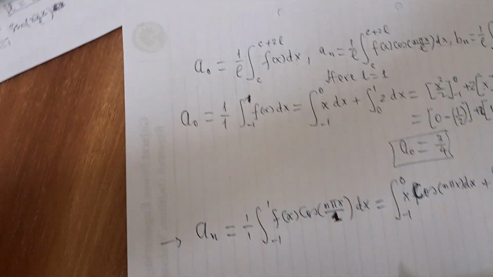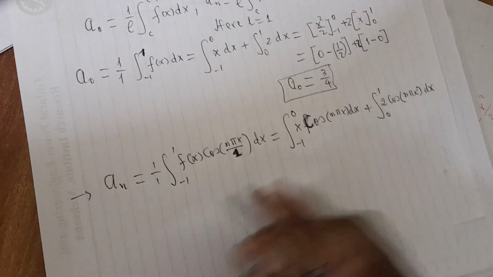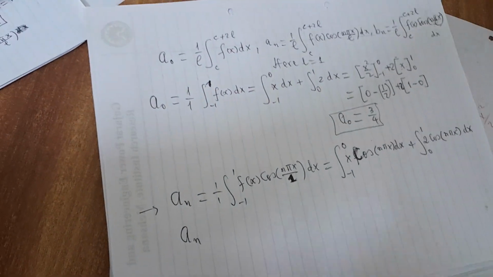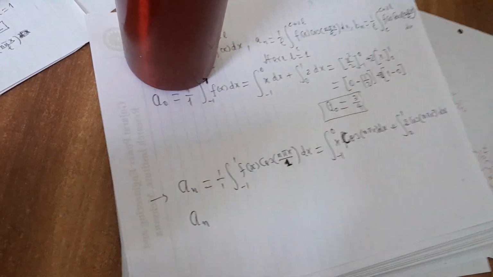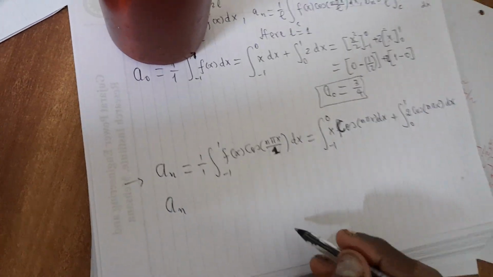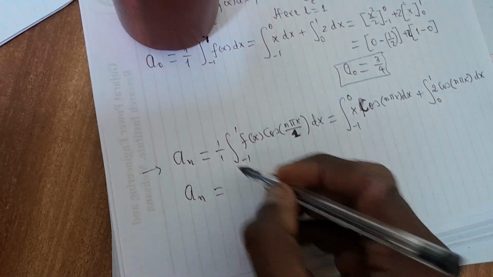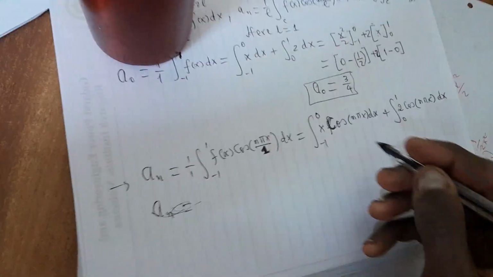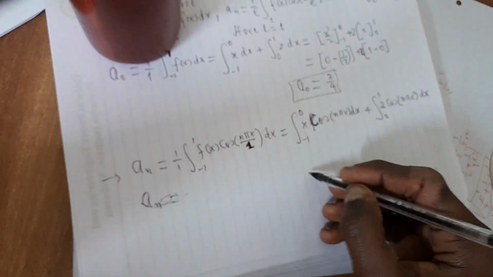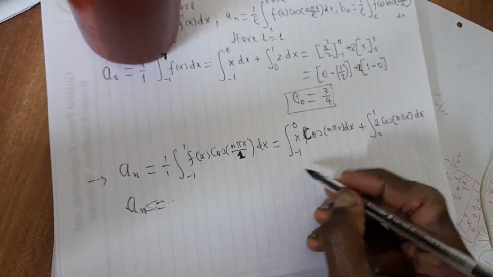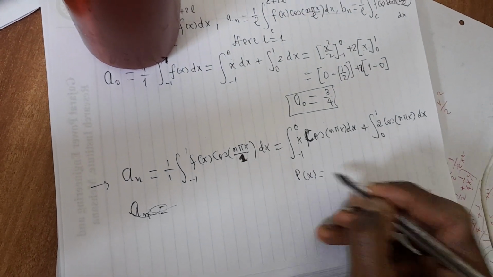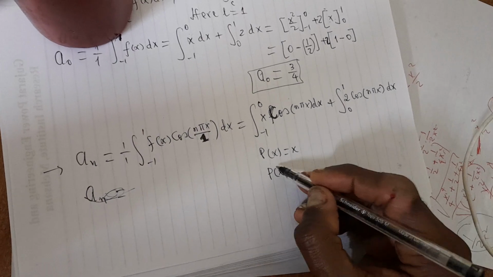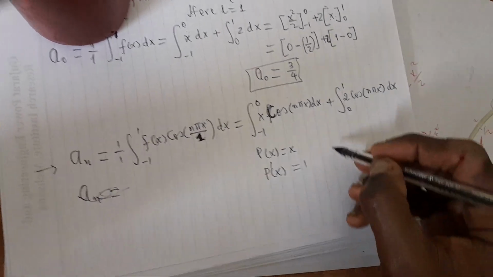Now what we have to do is just to find this integration, to find an. I have already calculated this integration here. You have just to do this: pick up the polynomial expression, p of x, then derive till you get a constant number. It will be 1.